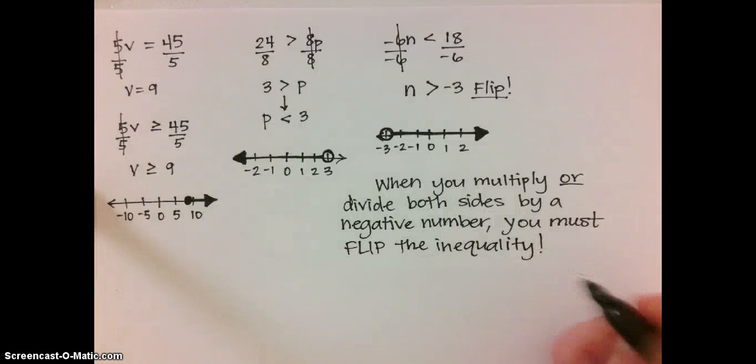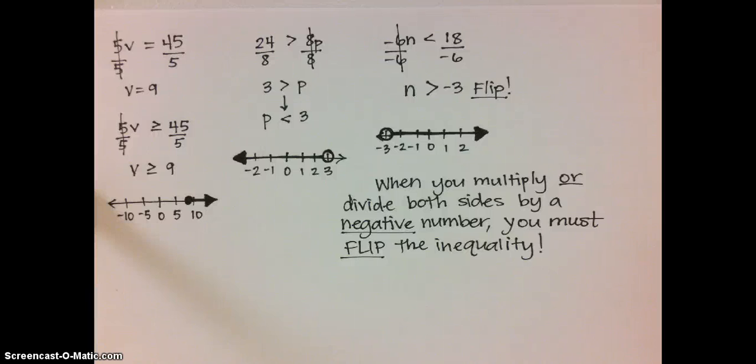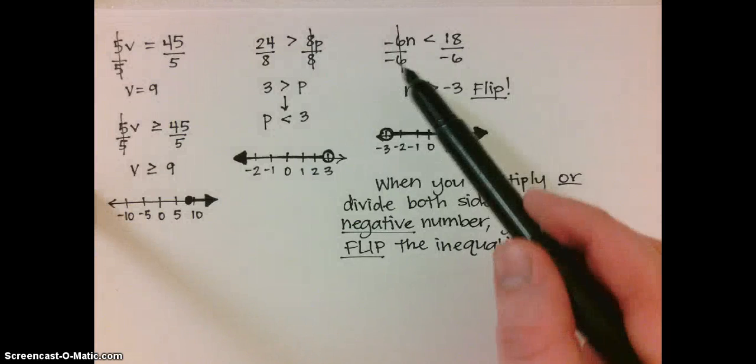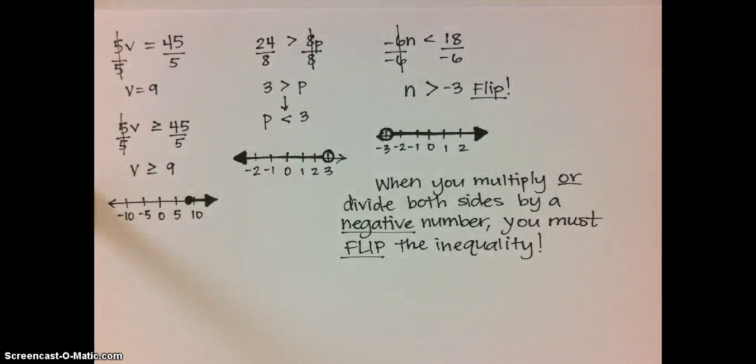I think that if you get anything out of this lesson, it's that you'll remember that only when you're multiplying or dividing both sides by a negative number are you going to flip the inequality. Okay, you must remember that at the very end.